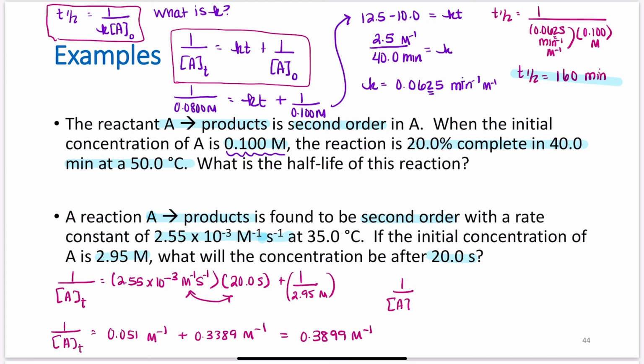So just to write these back together, 1 over A sub T is equal to 1 divided by 0.3889 molar to the minus 1. This gives me a value of A sub T equal to 2.56 molar. So after 20 seconds, if the rate constant of this reaction is 2.55 times 10 to the minus third molar, and this is a second order reaction, if the initial concentration was 2.95 molar, after 20 seconds I will have 2.56 molar remaining.